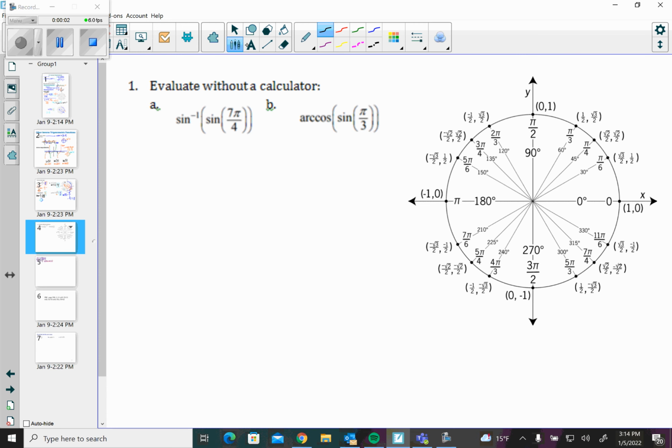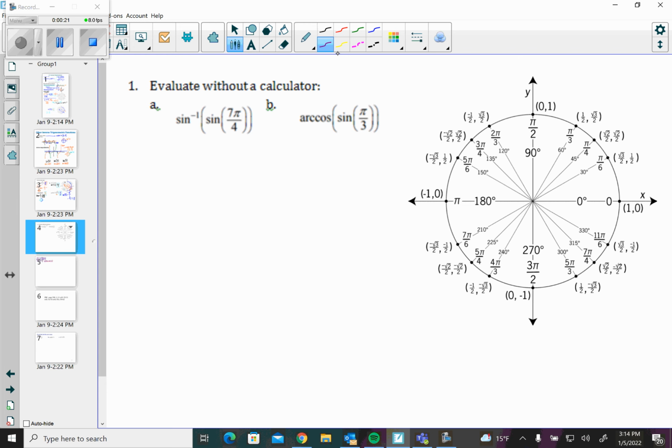Hello, Pre-Calc. We are going to finish the examples from 4.7, and this first set of examples is going to be a bit of a mini review from yesterday, but then also adding another layer. It says evaluate without a calculator, sine inverse of sine of 7 pi over 4.